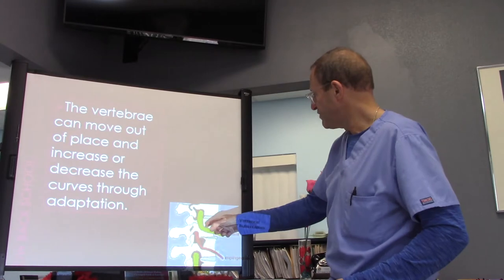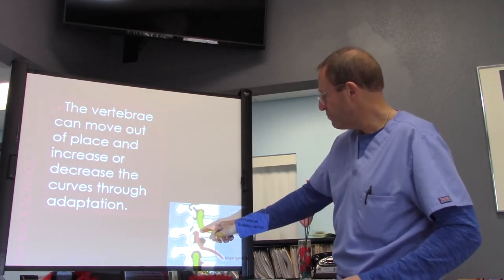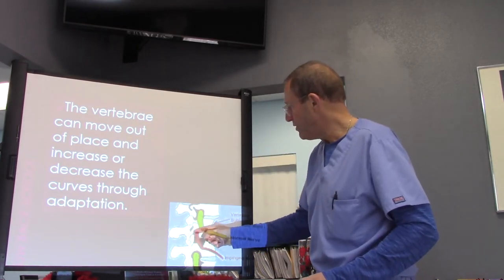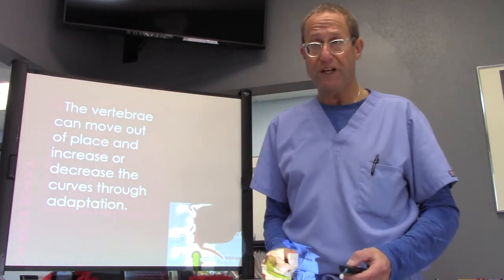Okay, so when a bone moves out of place, it can actually pinch the nerve. Here's a healthy nerve, here's a healthy nerve, but that second nerve is being irritated because the hole where the nerve exits from is smaller when the bone moves out of place.